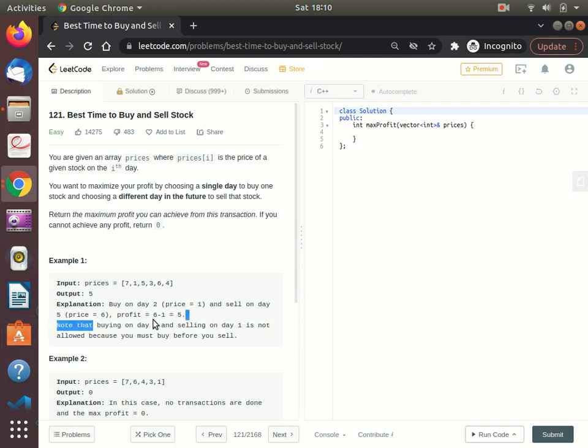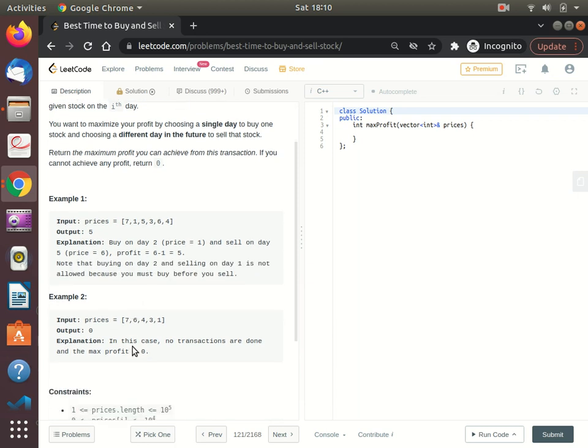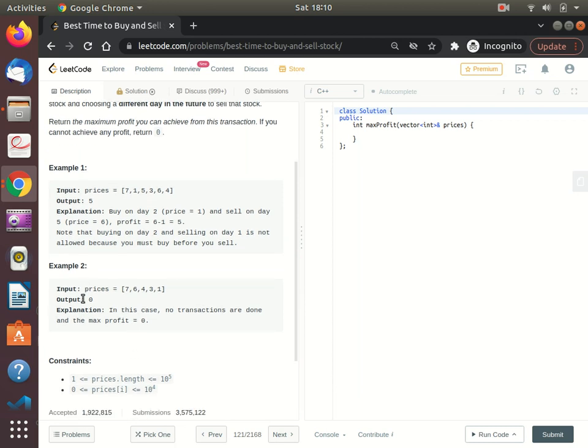Note that buying on day 2 and selling on day 1 is not allowed because you must buy before you sell. So this is an important condition which we must keep in mind as it is closer to the real world.